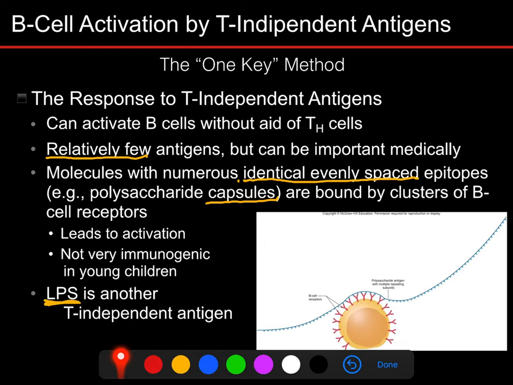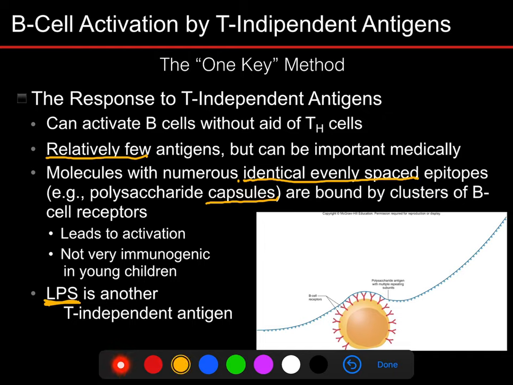Same with LPS. You find LPS on gram-negatives, and gram-negatives are all endotoxic. In fact, it's the LPS that's endotoxic. So if you get an infection with gram-negative bacteria, you want to get rid of that thing as fast as possible. These are both very dangerous antigens, or antigens that are found on very dangerous organisms. So it makes sense that you're going to take a little bit of a risk in order to get rid of them quickly. But it's not something that you want to do all the time.